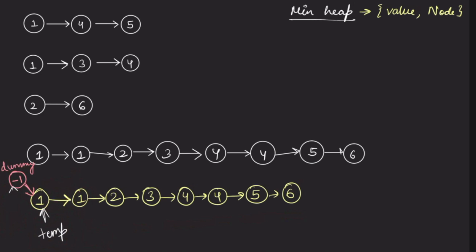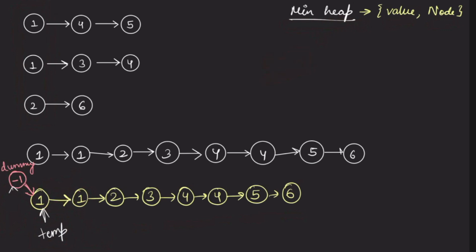So through this dummy node you would be able to store the head of your linked list, right? So what is the entire process that we did? We created a min heap which was storing a pair of value and the node, right? Then we added all the heads of all our linked lists inside our min heap. Then we started iterating inside this min heap until it becomes empty, right?